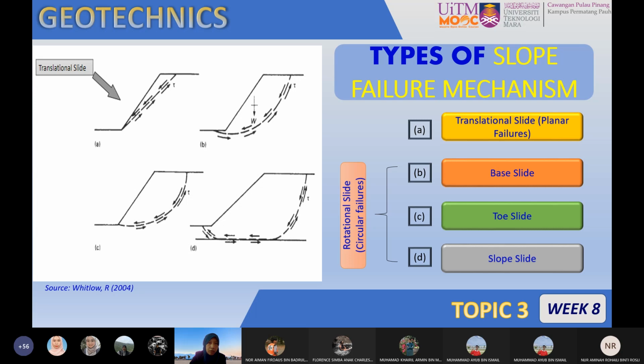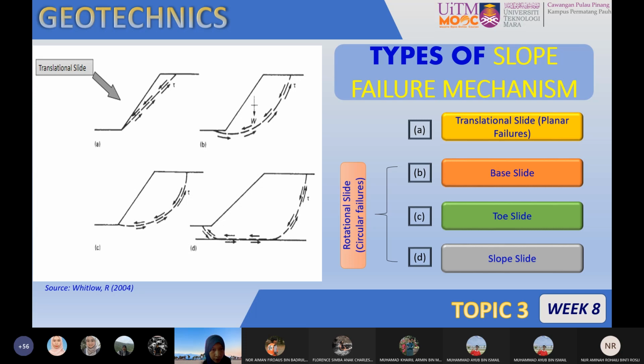Types of slope failure mechanism. There are 4 examples of slope failure mechanisms. Actually, B, C, and D are in one category, so the only difference is A. This is what we call a translational slide or planar failure. You can see that the slip surface for this translational slide is planar, very shallow, and also very parallel to the surface plane.